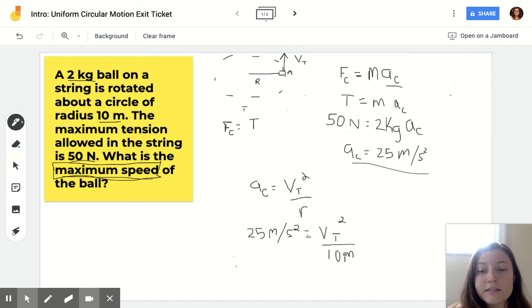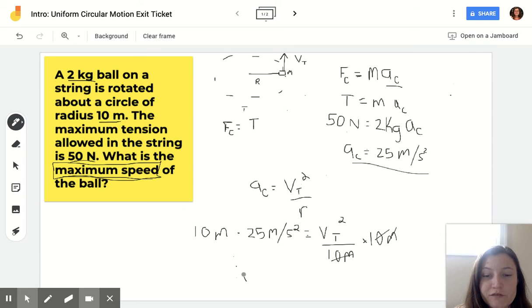To get v sub t by itself, we're going to multiply both sides by 10 meters. The 10 meters will cancel out. We'll be left with v sub t squared is equal to 250 meters squared per second squared. So you have meters times meters, which gives us meters squared.